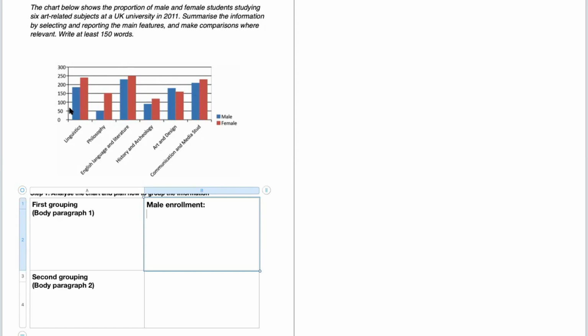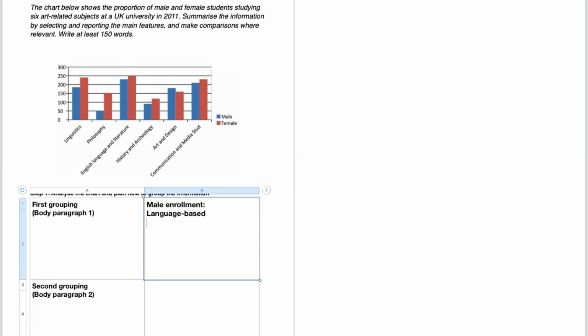Then we have linguistics. So interestingly enough, it looks like these are language-based subjects because I see linguistics, English language and literature, and communication and media. So just looking at these, my analysis is that these are language-based. So I'm going to write language-based subjects, okay? And I'm going to just write out, I see English language and literature. And we can say that is about 230 because you see how it is right in between 200 and 250. So I've got English language and literature, 230.